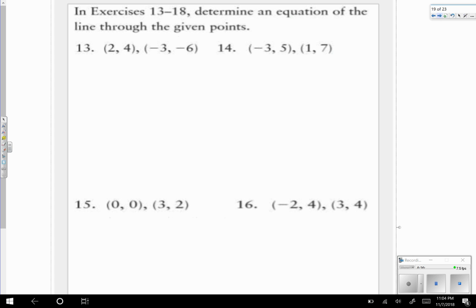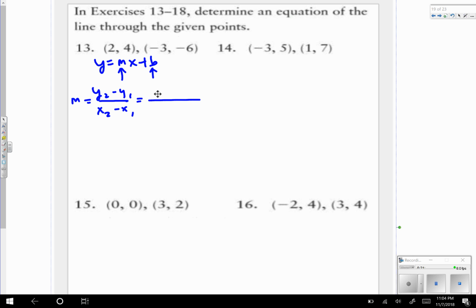Okay, so determine an equation of the line through the points. What comes to mind when you're doing a question like this is y is equal to mx plus b. So we need to find out what our m is and what our b is. The first thing to do is to find the slope. So the slope is y2 minus y1 over x2 minus x1. That's the formula for slope to find the m.